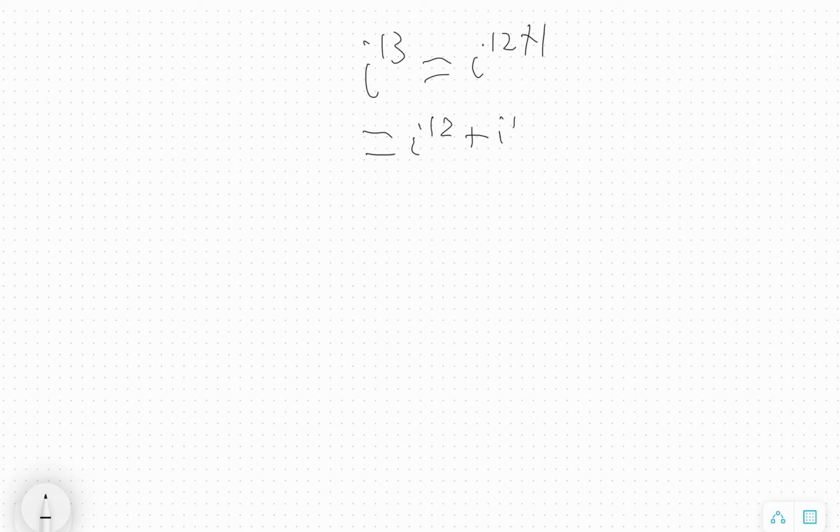Or sorry, this should be a multiplication symbol.